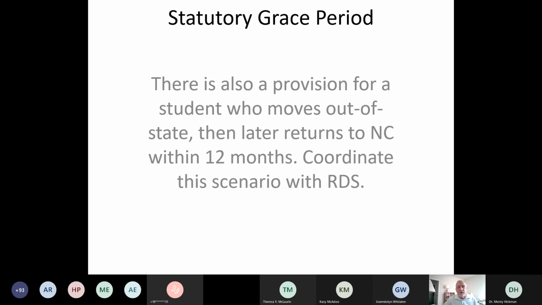And how to do that, RDS will help coordinate and evaluate that. As long as they change something back to North Carolina and are here now, within that 12 months, they wouldn't have to start over with that 12-month statutory period.